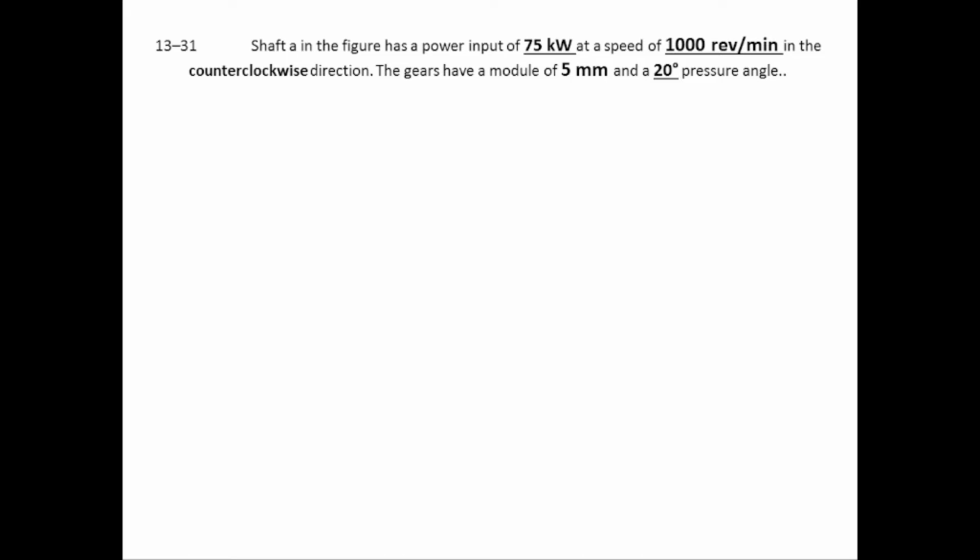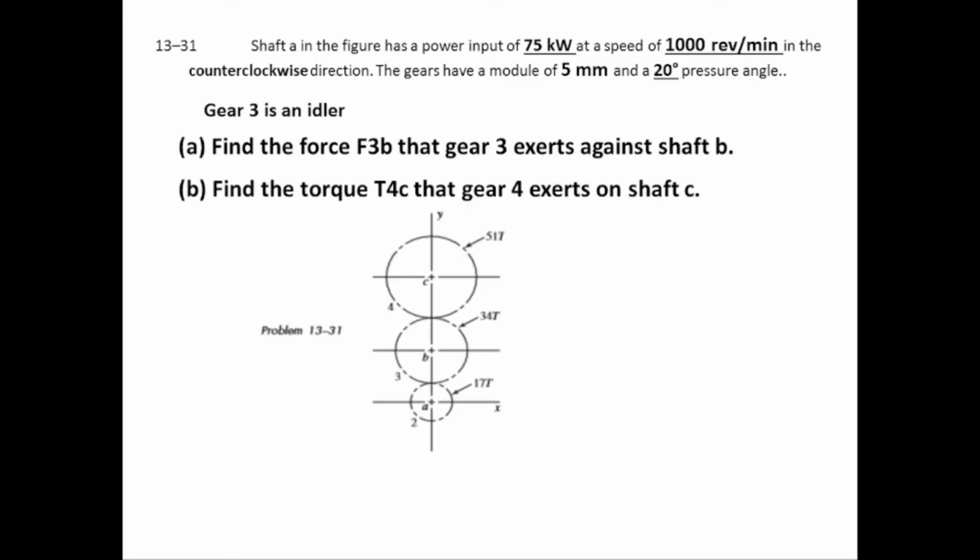In this problem, we have three gears which are mounted on three different shafts. The first gear is gear 2, which is mounted on shaft A, and shaft A is actually the power source which is providing the power to the gear 2, and there are 17 teeth on the gear 2. This gear 2 is meshed with gear number 3, which is mounted on shaft B, and the number of teeth on the gear 3 is 34. The gear number 3 is again meshed with gear number 4. Gear number 4 is mounted on shaft C, and the number of teeth on the gear 4 are 51 teeth.